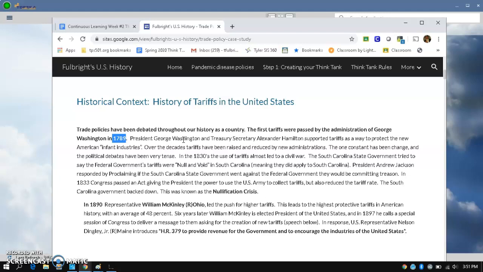In the 1830s, the use of tariffs almost led to a civil war. The South Carolina state government tried to say the federal government's tariffs were null and void in South Carolina, meaning that they did not apply.